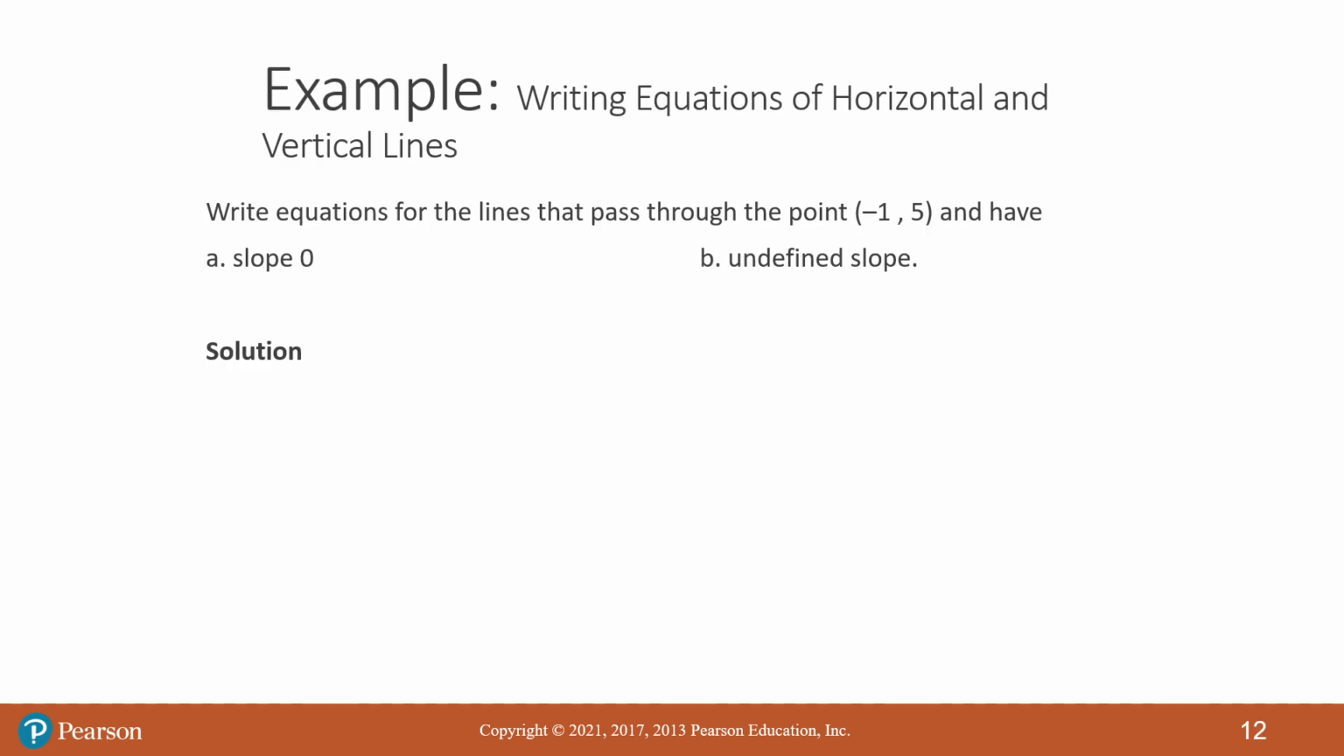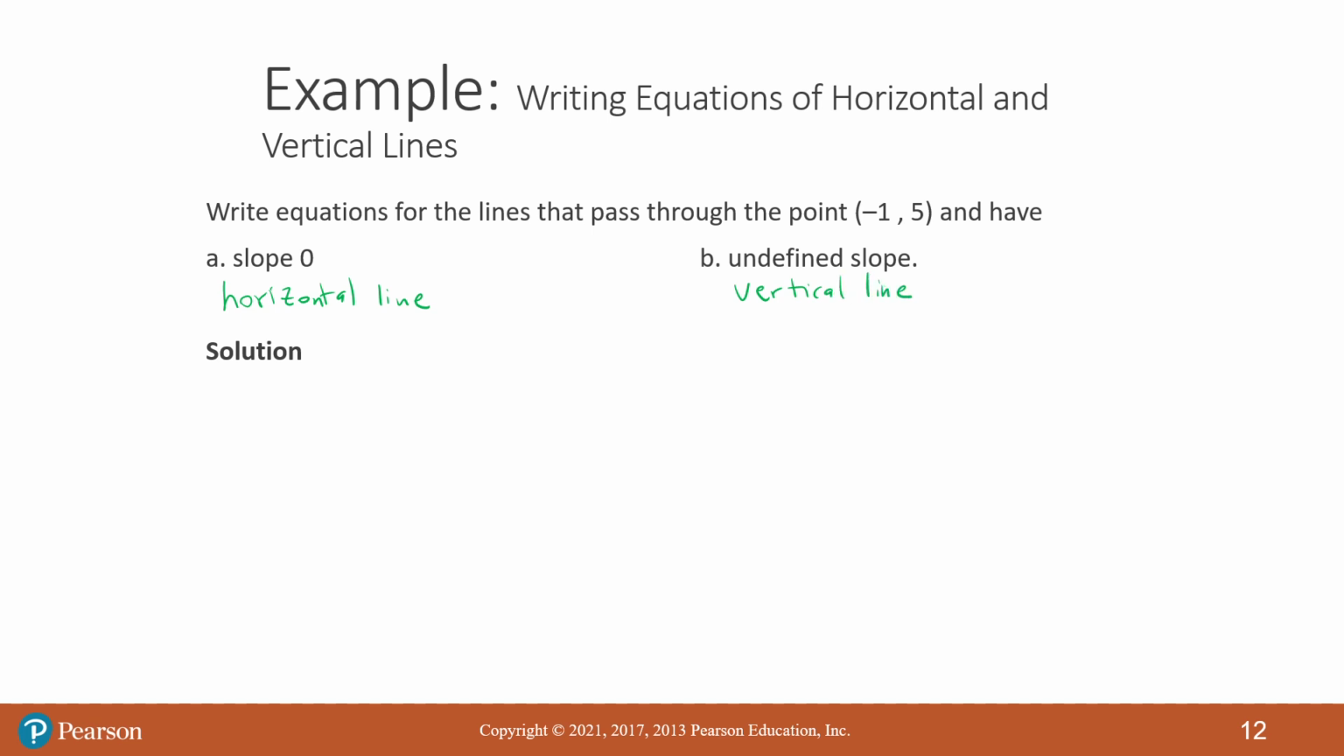Okay, so let's write the equations for the lines that pass through the point (-1, 5) and have a slope of 0. If it has a slope of 0, is it a horizontal or a vertical line? And if it has an undefined slope, is it a horizontal or vertical line? Now, I'm going to help you out right quick. If it has a slope of 0, it is a horizontal line. If it has an undefined slope, it's a vertical line.